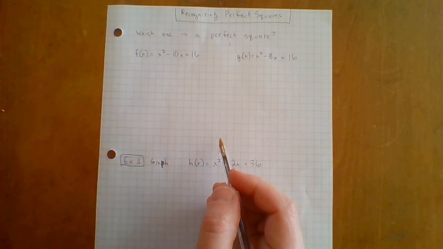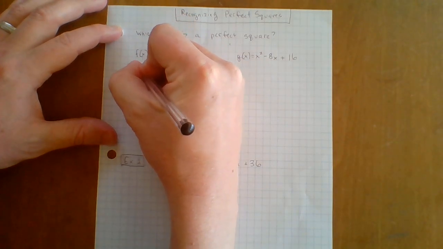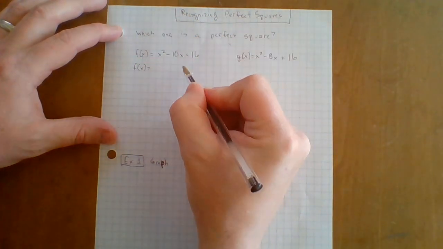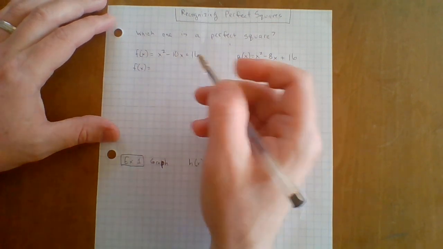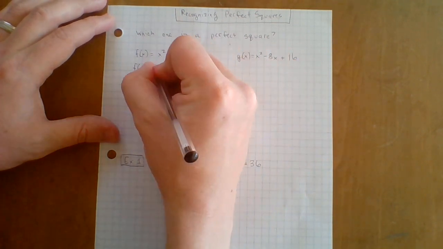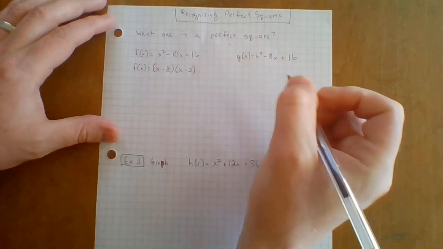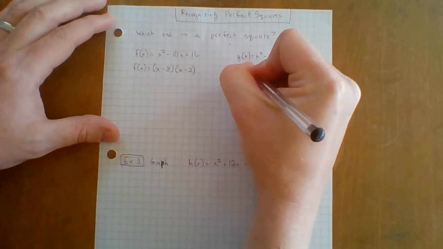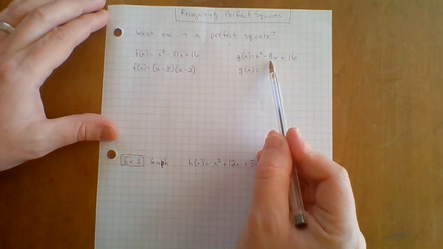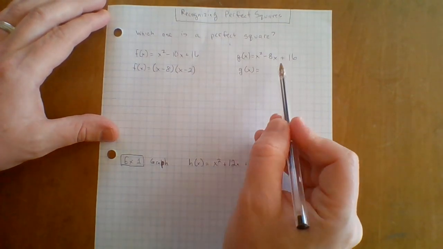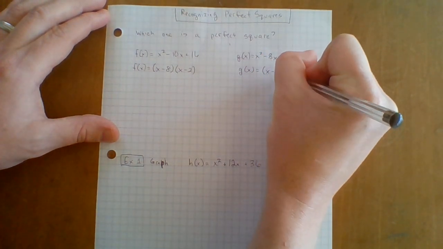In order to discover which that is, I'm going to factor them. I'm going to start with f of x, and I'm going to figure out what are numbers that multiply to equal positive 16, but add to equal negative 10. And I know that that's negative 8 and negative 2. x minus 8 times x minus 2. g of x, let's see here. What are numbers that multiply to equal positive 16, but add to equal negative 8? Well, that's negative 4 and negative 4.